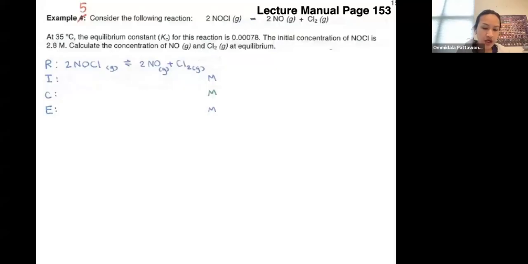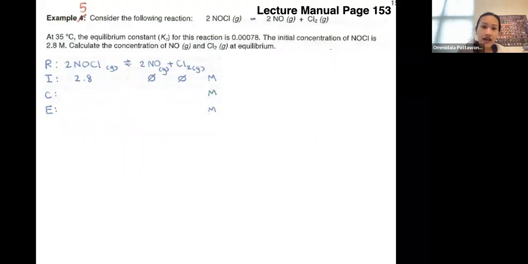The initial concentration of the reactant is 2.8, which is given. And it doesn't give anything about the product. Therefore, in this case, the product would be 0. If the product is 0, you don't need to find out Q because you know exactly that the product is going to increase over time and the reactant would decrease.